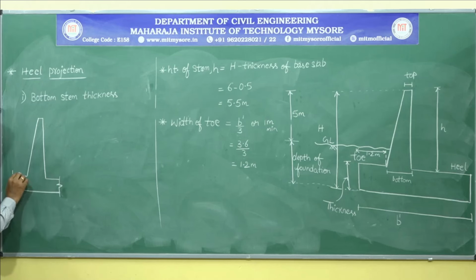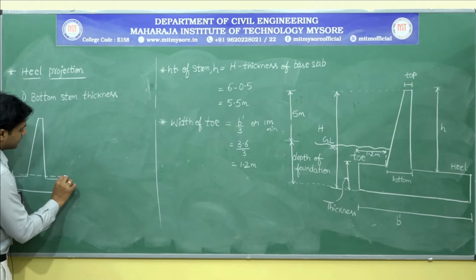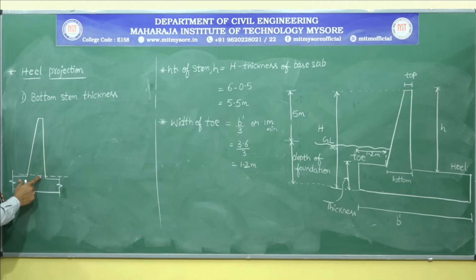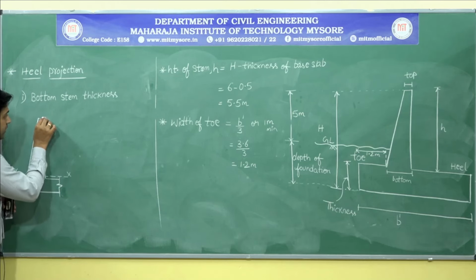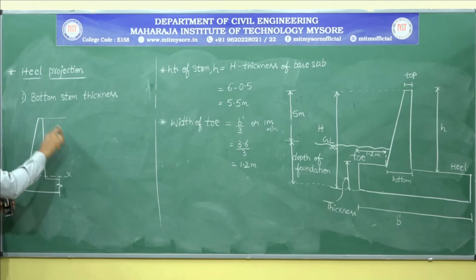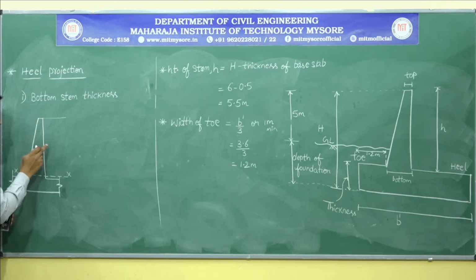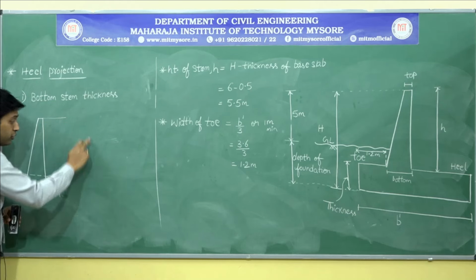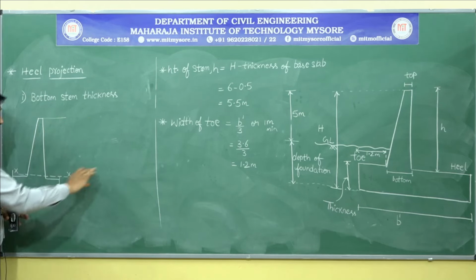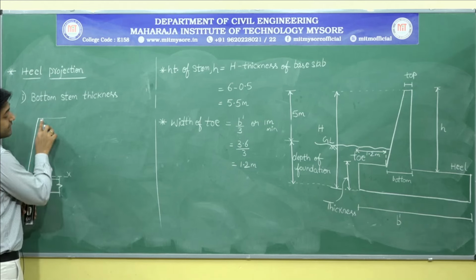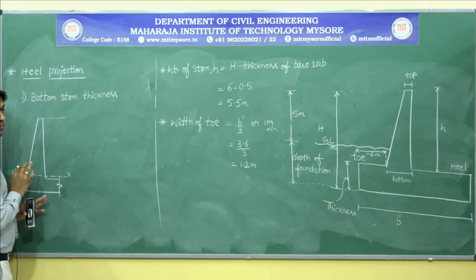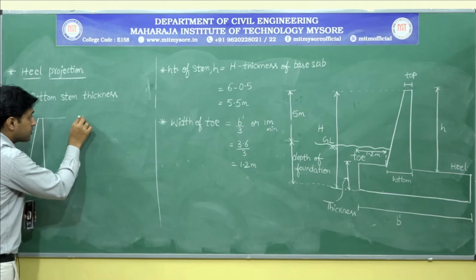So for that reason I will be taking a section exactly at that particular junction where the stem and the base slab are meeting, and I will be calling that XX. Now I think you people know that here you will be having the backfill, that is the soil. It's in a rectangular manner. So the soil pressure distribution diagram.